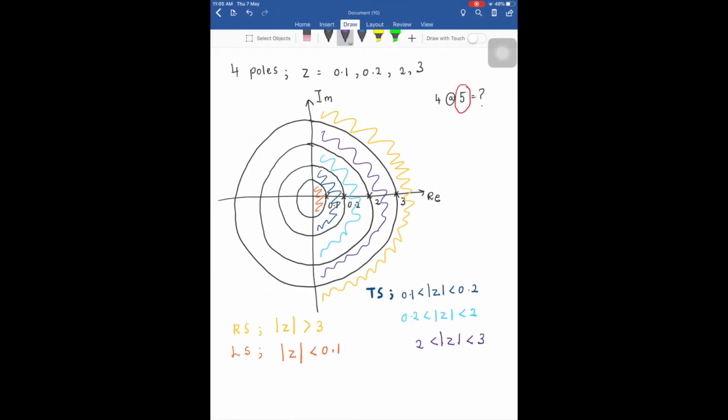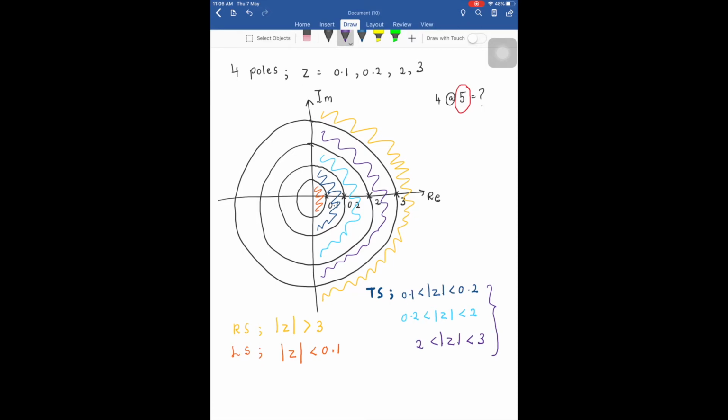Why do we have 3 two-sided? Because inside one region we cannot have other poles. Go back to the definition of two-sided: two-sided is the region in between two poles. So in between two poles, we cannot have another pole inside. That's why we have separated two-sided regions. Understand?